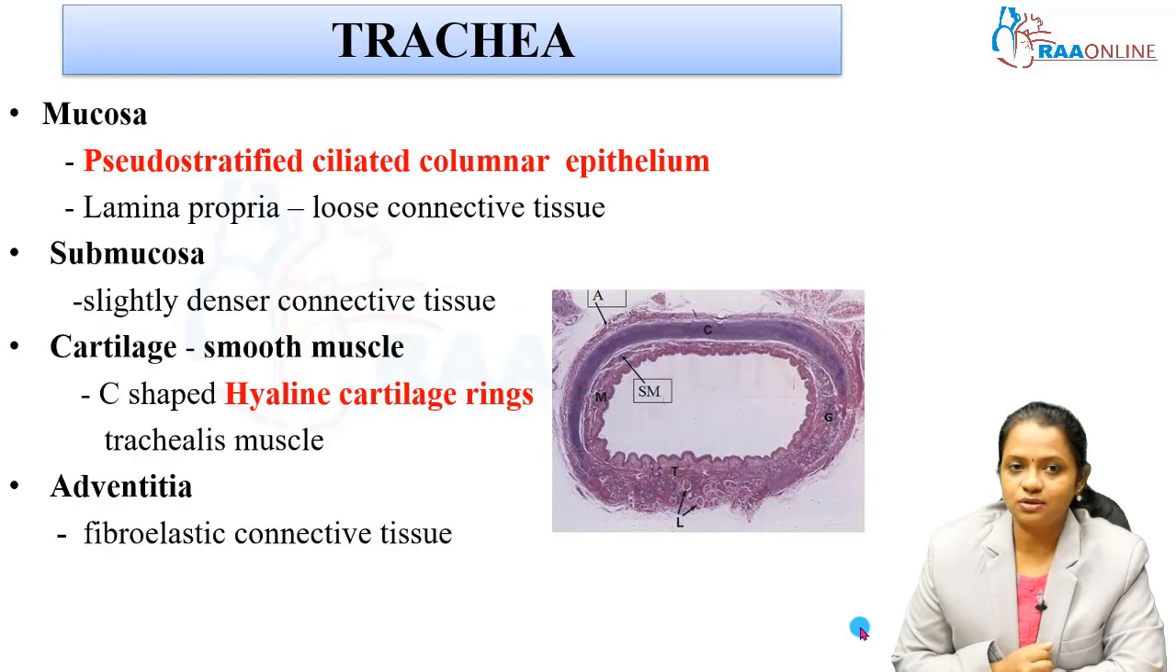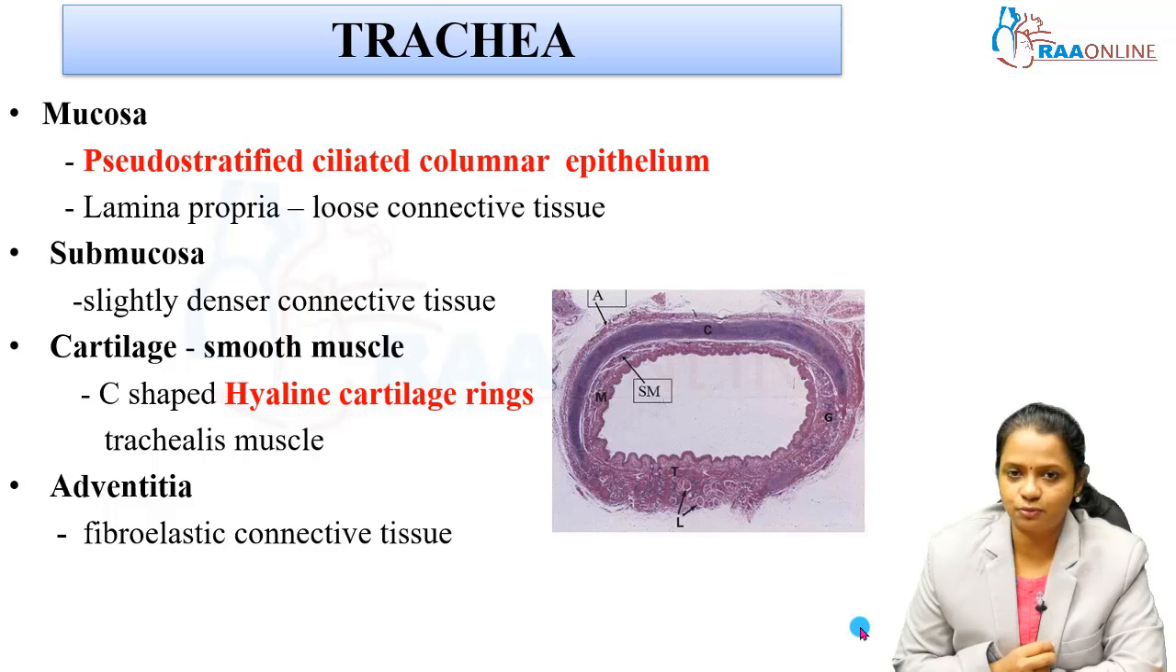The mucosa includes the epithelium and the lamina propria. The epithelium is pseudo-stratified ciliated columnar epithelium, which is important for removing the foreign particles. The firmness of the trachea is because of the hyaline cartilage rings, which are C-shaped. So these two important points are the identifying points for the trachea. These are very important for the function of the trachea.